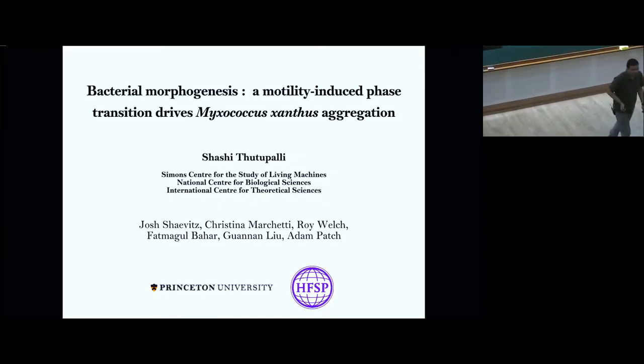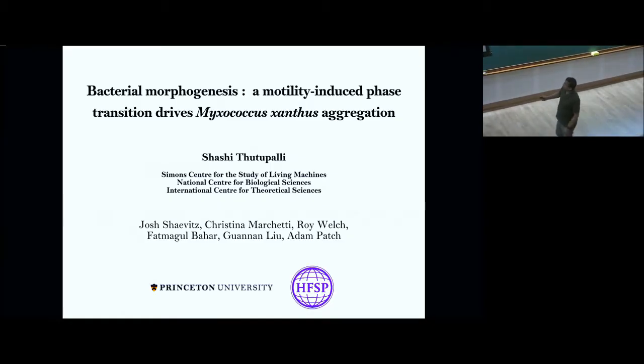That's fairly old now, on bacterial morphogenesis, particularly this bacterium Myxococcus xanthus and how it aggregates. This work was done in collaboration with Josh Shavitz at Princeton University, Christina Marchetti, Roy Welch, and Fatma Gul at Syracuse. Guanan is a grad student with Josh, and Adam is a grad student with Christina. And this was done when I was a postdoc at Princeton University.